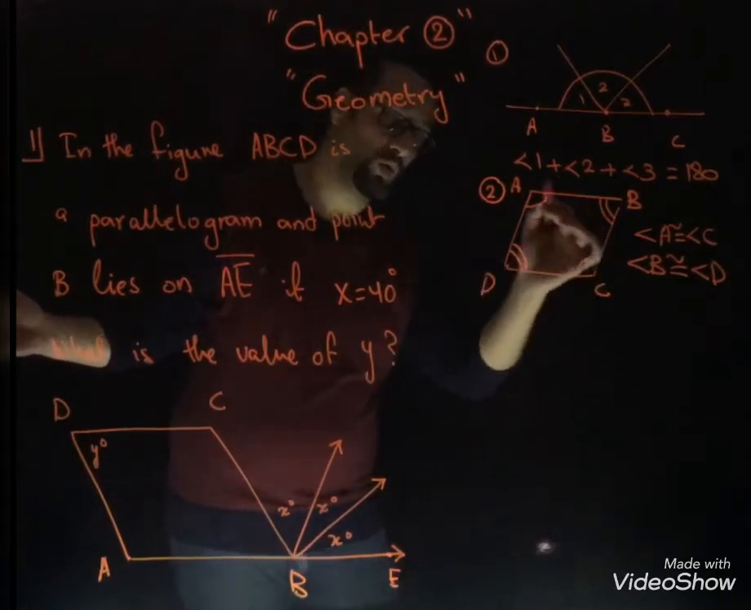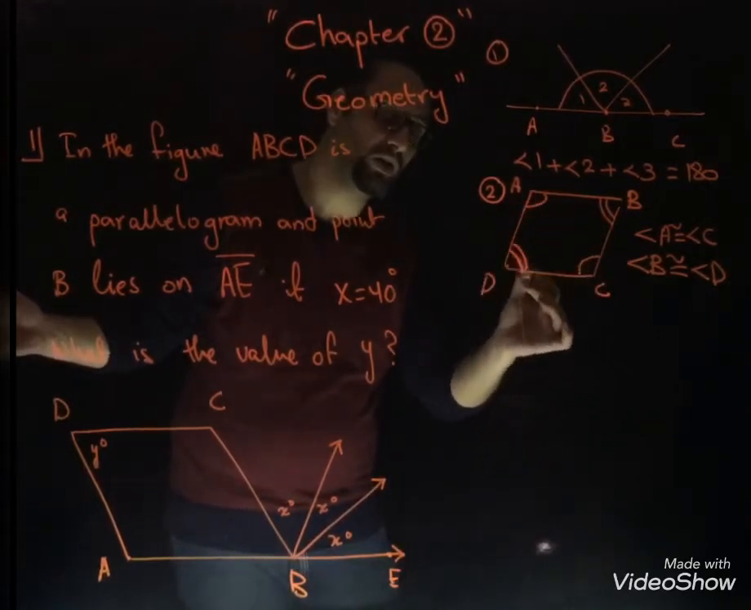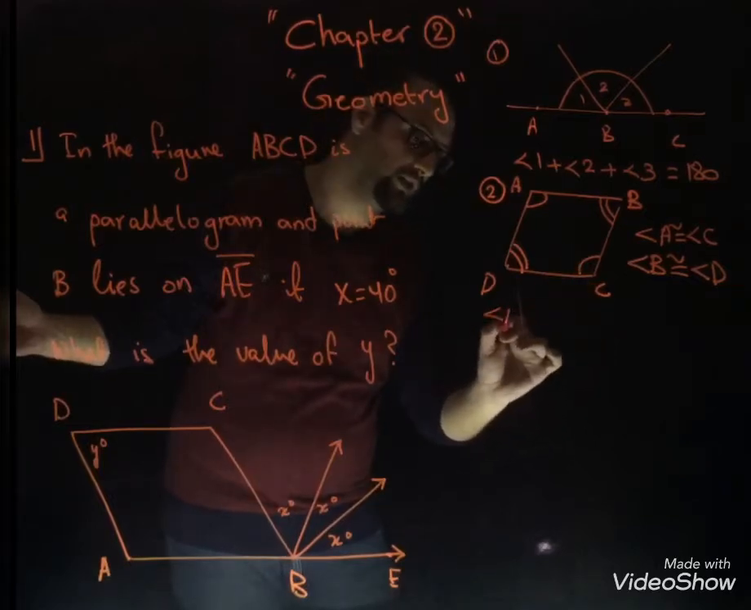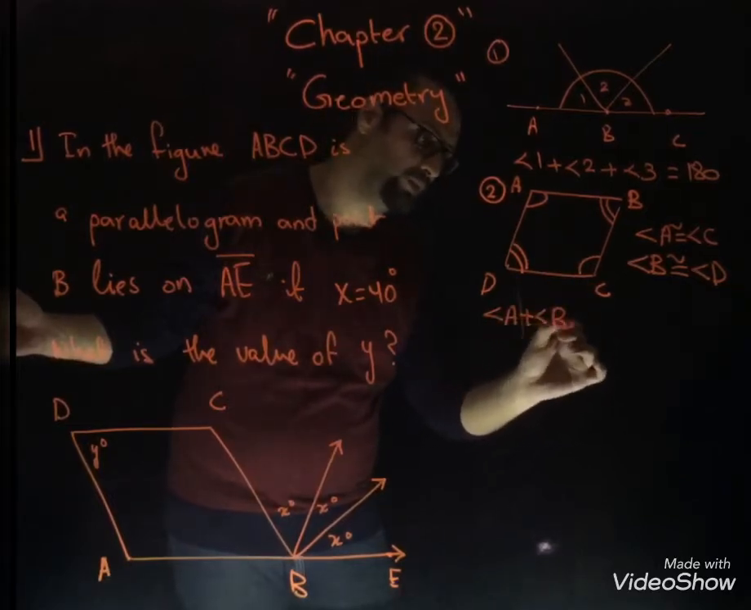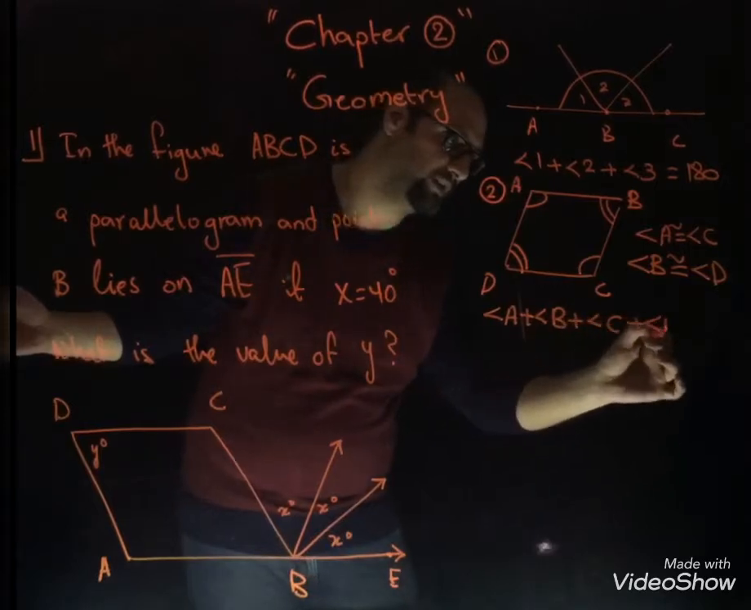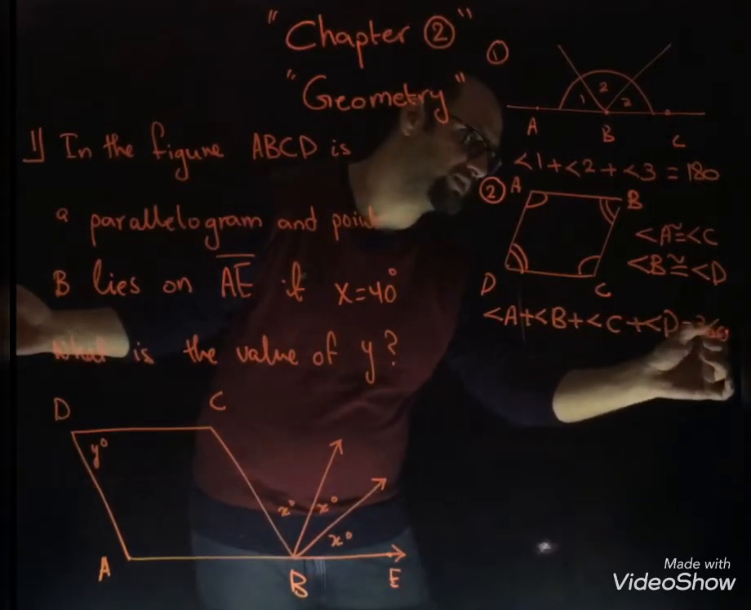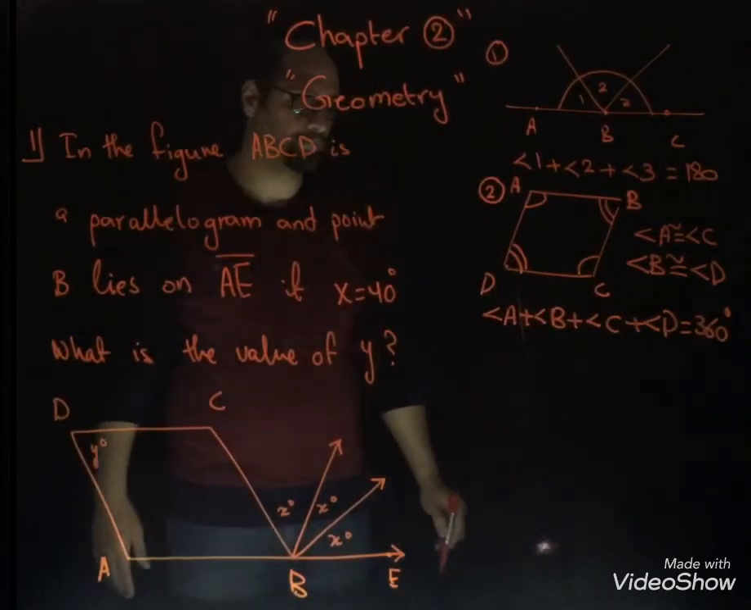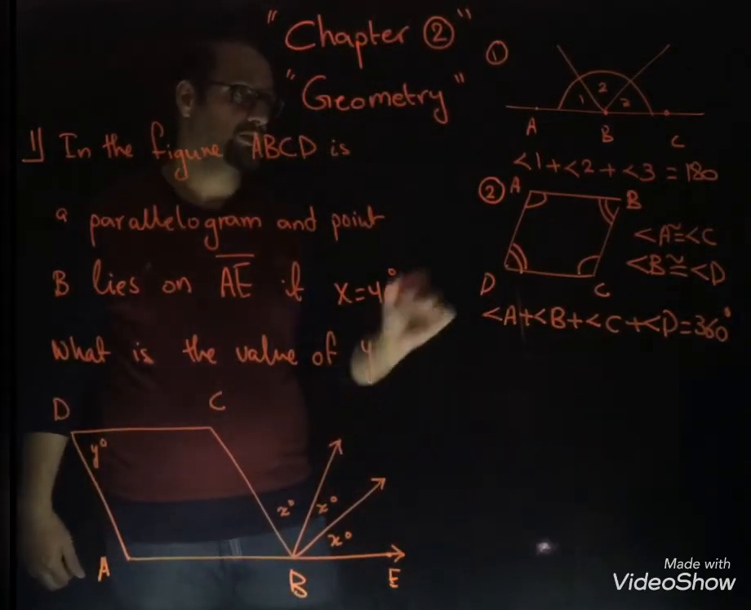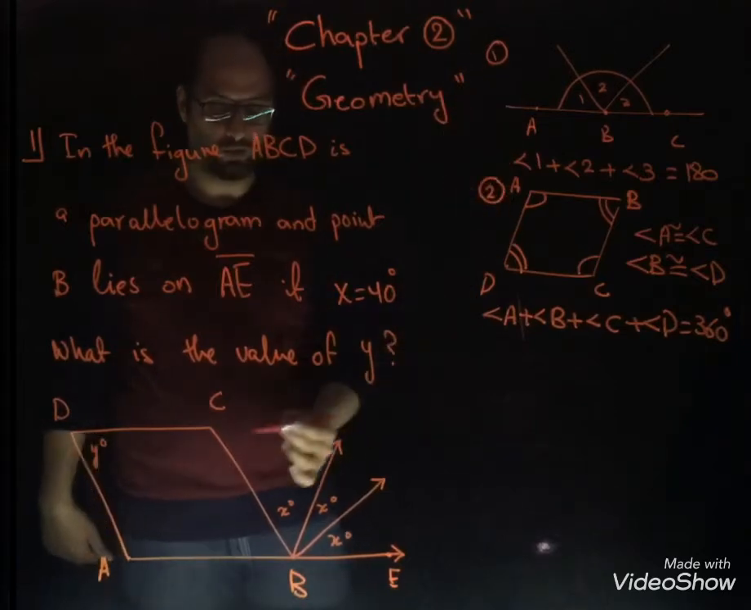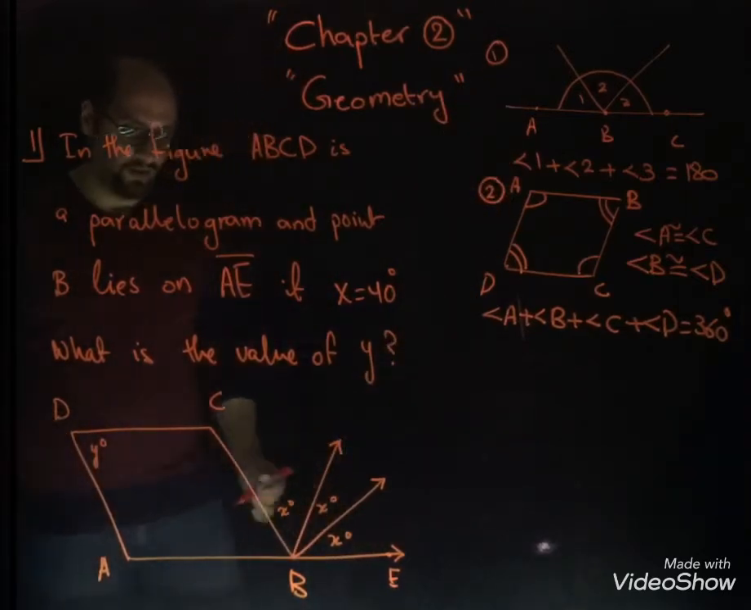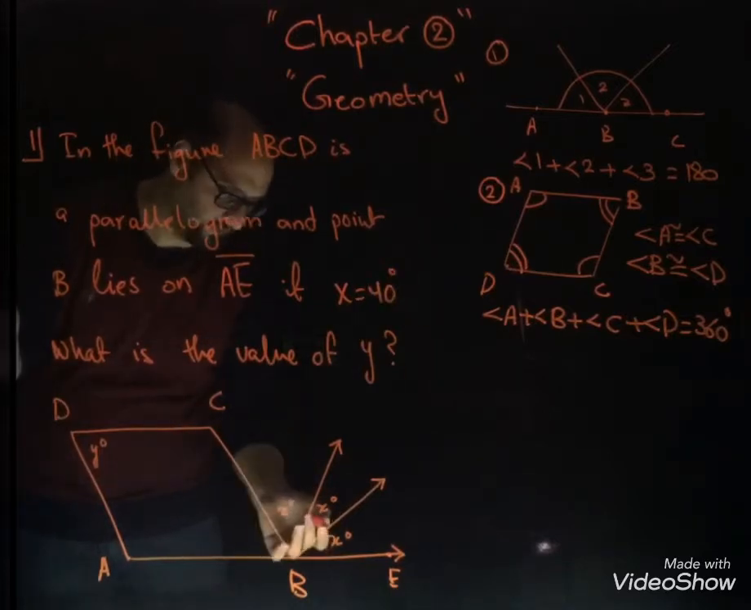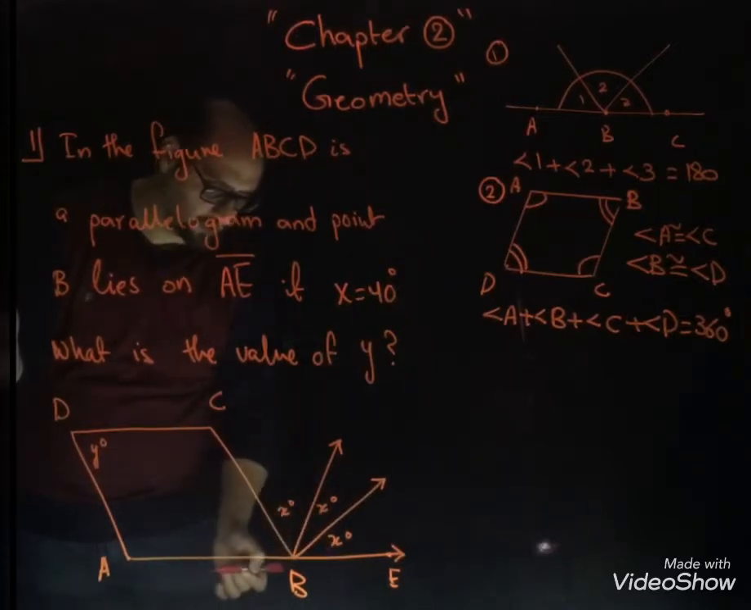The sum of any parallelogram's angles always equals 360. So the angle A plus the angle B plus the angle C plus the angle D always equals 360, and so on for any four-sided polygon. Okay, so these two pieces of information help me solve this question. How can we take this information to solve this question?